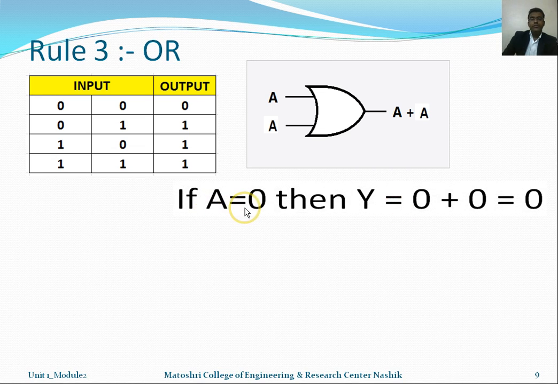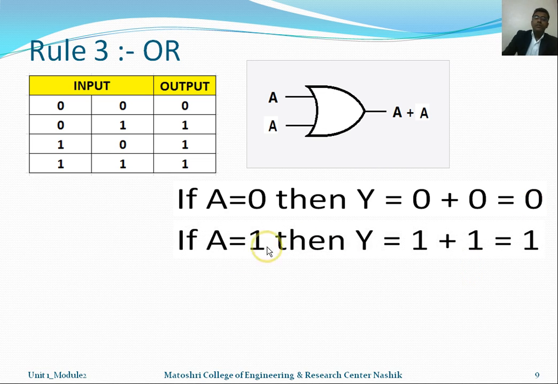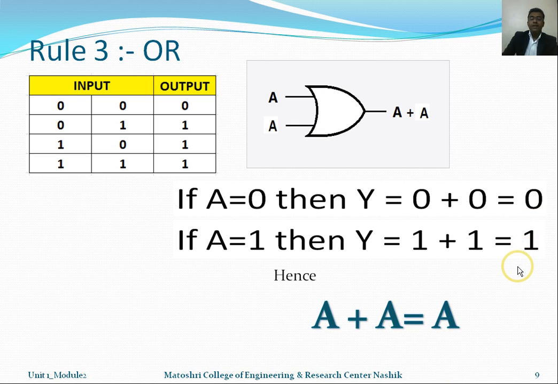If the A value is 0, then 0 OR with 0 gives the output as 0. If the A value is 1, then the output is 1 OR with 1, giving the output Y as 1. Hence we conclude that A ORing with A is nothing but A, because the output is equal to 0, which is the same value as A.